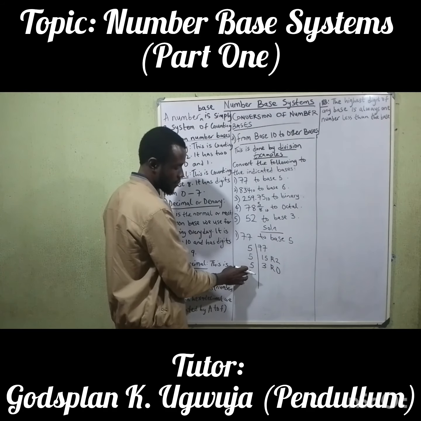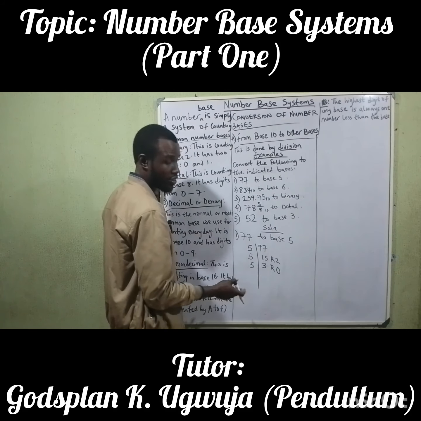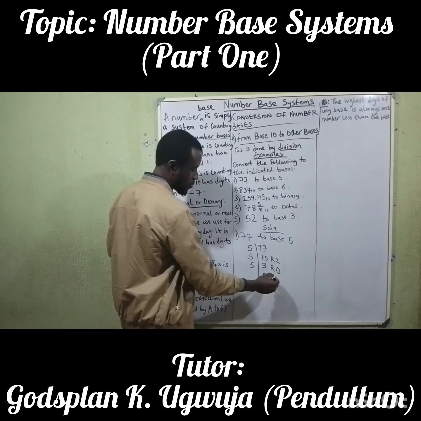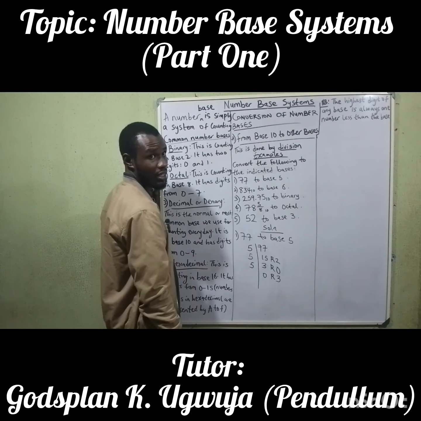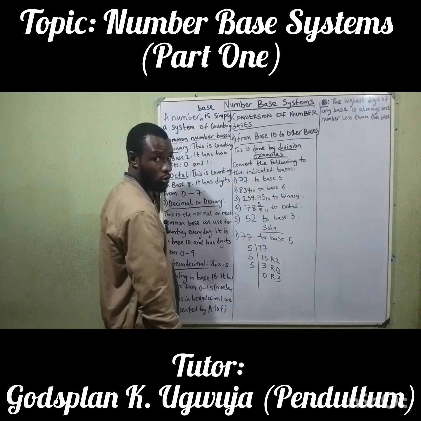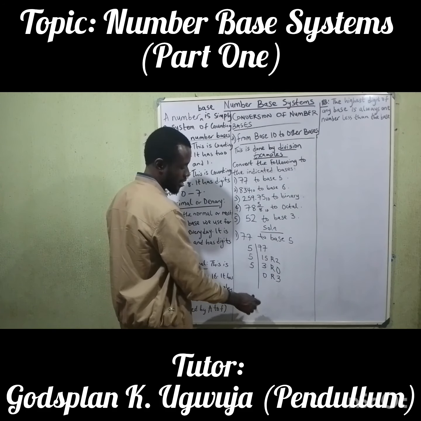3 divided by 5 will not be divisible, right? It cannot give you a whole number. So this is going to be 0 remainder 3, because 5 cannot divide 3 without a remainder. So we have 0 here, remainder 3.